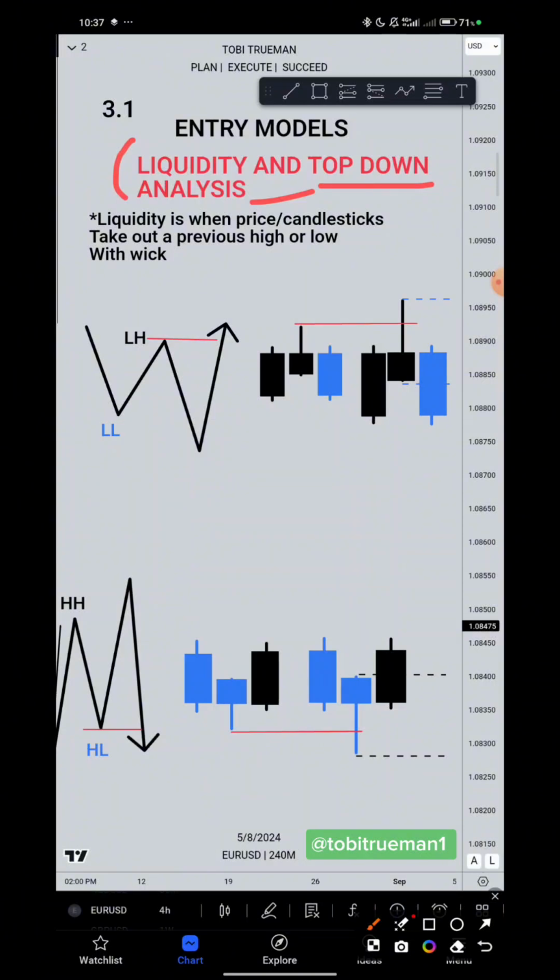Now, what is liquidity? Liquidity, a simple definition for understanding, is when price or candlesticks take out a previous high or low with a wick. That is what we call liquidity.